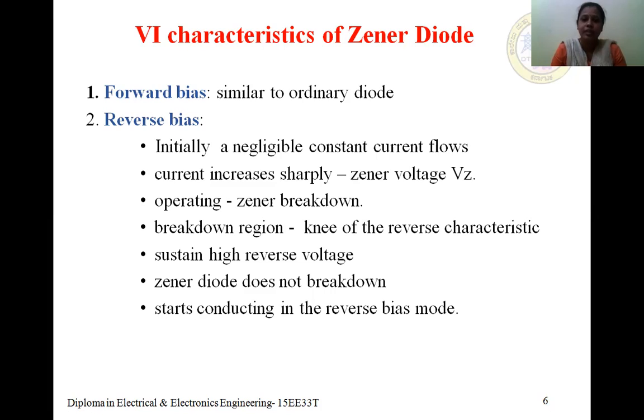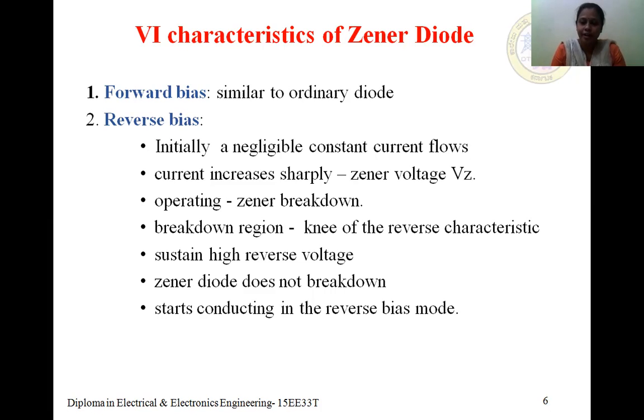So once again, I'll repeat this. In the VI characteristics of the Zener diode, the forward bias is similar to an ordinary diode. In the reverse biased condition, initially a small negligible current flows, and then the current increases sharply at the Zener voltage Vz. So that operating region we will call the Zener breakdown region.